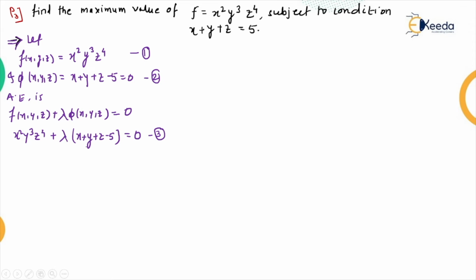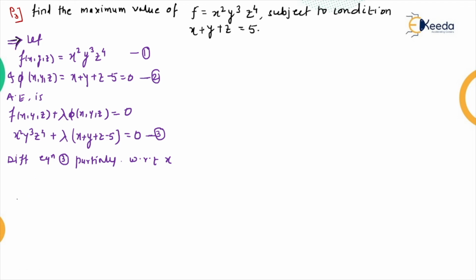Let's see. Now this equation 3 we have to differentiate. There are three variables, x, y, z, therefore we have to differentiate equation 3 three times. So let me first differentiate equation 3 partially with respect to x first.